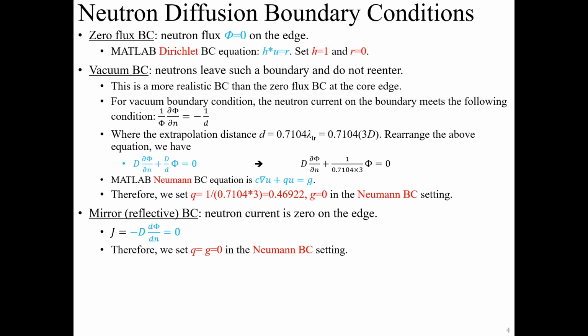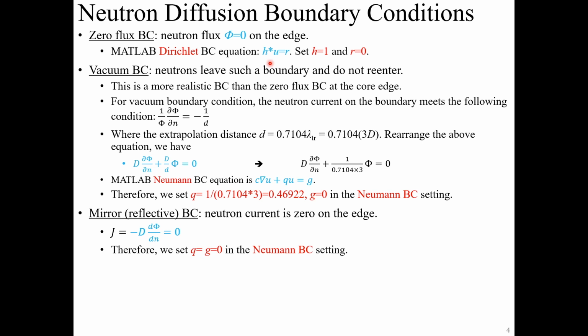Therefore, we are going to use the Dirichlet type boundary condition. The Dirichlet boundary condition equation is H times U is equal to R. So U is our phi. Therefore, to make this phi equal to 0, we are going to set H to be 1 and R to be 0. On this slide, the red font are the values you are going to enter into the PDE toolbox. Okay, so the red color are important.